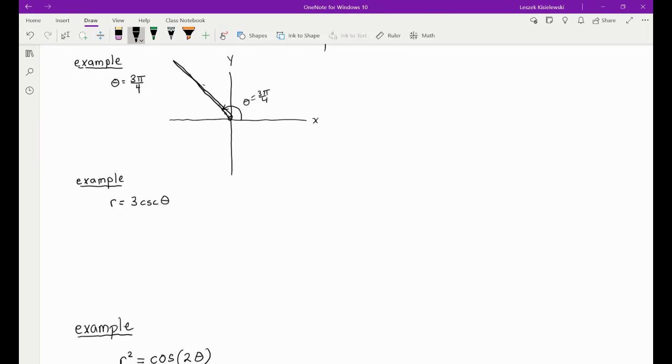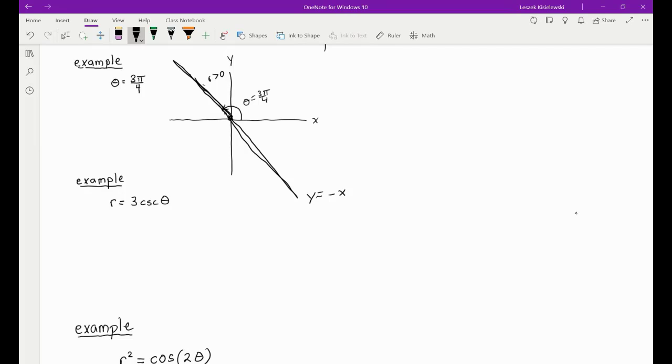And I'm drawing a ray where r is positive, but because we're allowing r to be negative as well, given this angle, we can go in the negative radial direction as well. And so we anticipate that this would be the line y equals the negative of x.